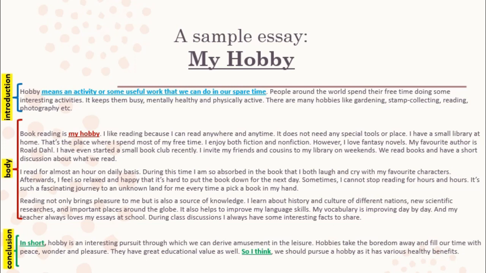The very first paragraph is the introduction of an essay. The very first sentence is, hobby means an activity or some useful work that we can do in our spare time. So you can see, first of all, I have defined the meaning of the term hobby. In the next sentences, I'm going to talk about hobby in general. I'm not going to talk about my hobby, but different hobbies that are taken by different people around the world. And why do people like to pursue a hobby? I'm reading, listen to me.